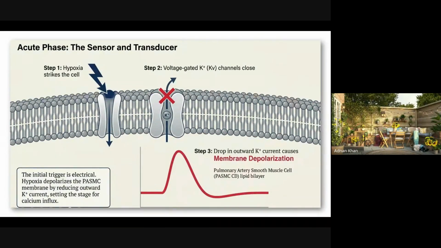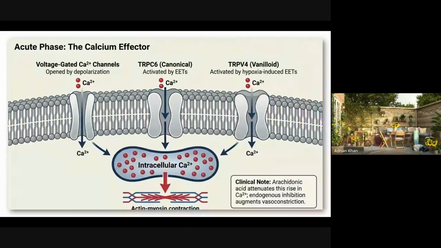Here again is the acute oxygen sensor stage, where hypoxia can lead to voltage-gated potassium channel inhibition. It can lead to membrane depolarization. And this is the calcium effector stage, where the hypoxia-induced membrane depolarization opens the L-type voltage-gated calcium channel. Also, it can open the transient receptor potential channels 6 and 4, which provide additional calcium entry. This rise in intracellular calcium activates myosin light chain kinase and calmodulin, which can lead to actin-myosin interaction and pulmonary vasoconstriction.